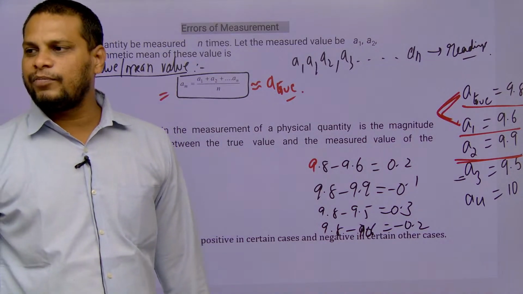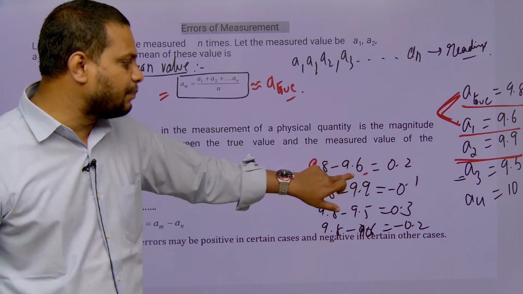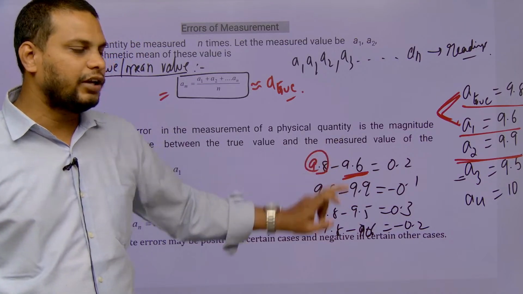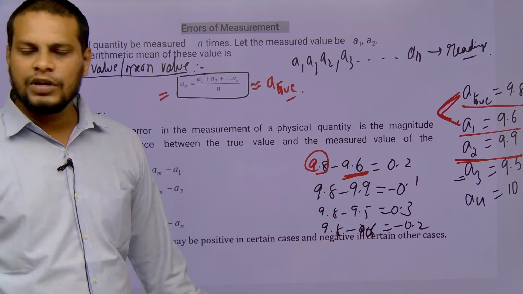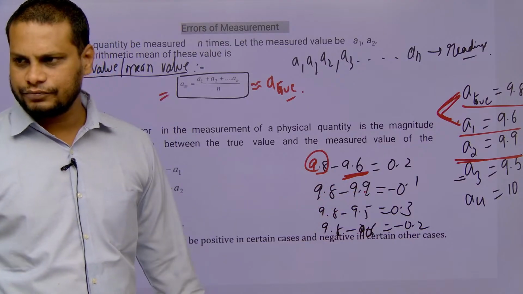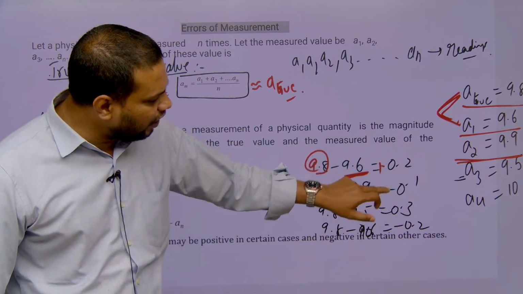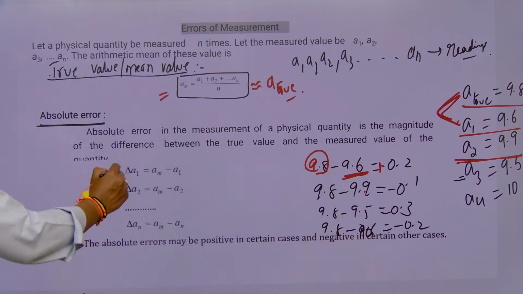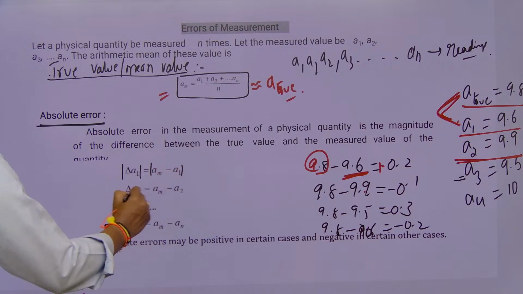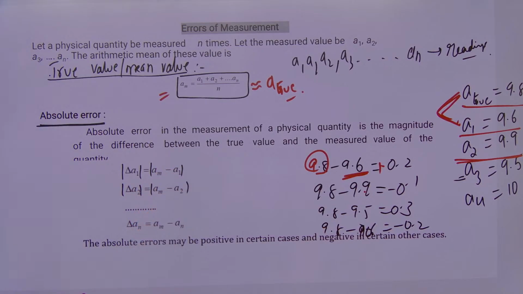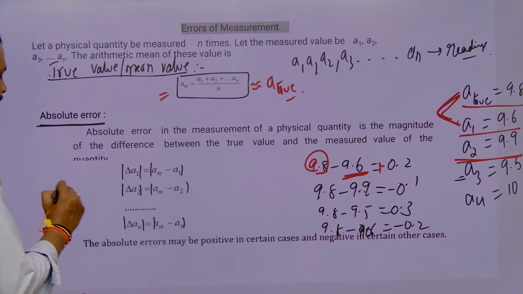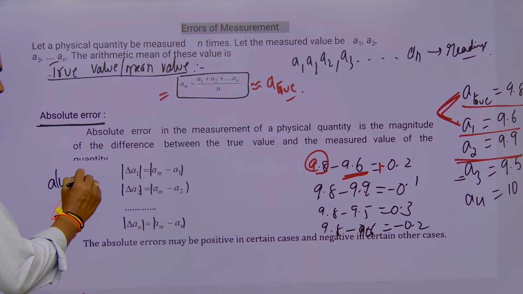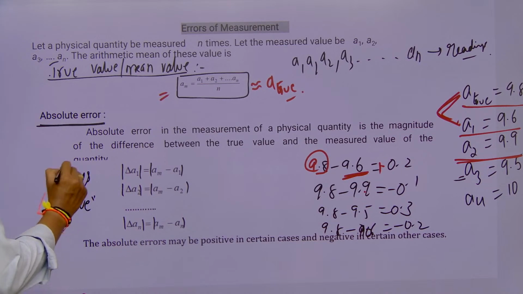Now what do you mean by absolute error? It is the difference between the observed value and the true value. But sometimes we may get a positive value, sometimes a negative value, right? To avoid that, take the magnitude. Then it should always be positive, even though a negative value can also be converted to positive. So the absolute error is always positive. Clear? So just write down.